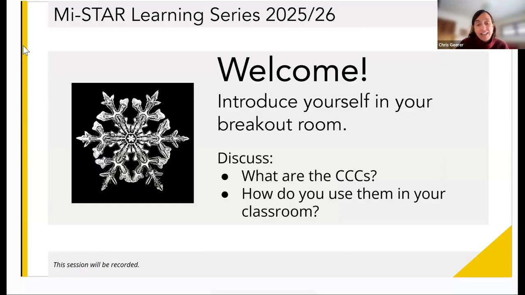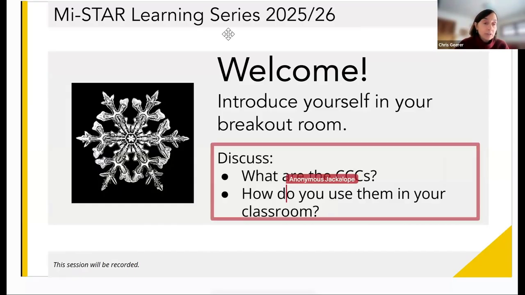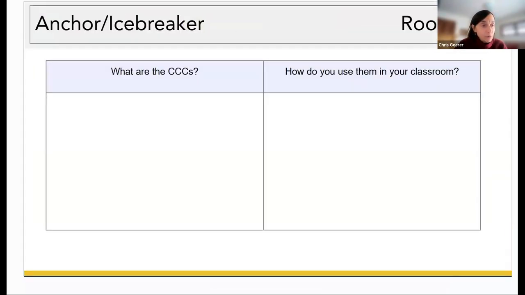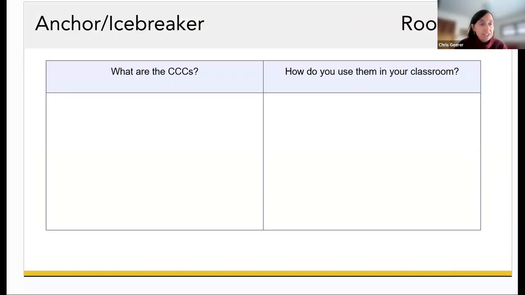So introduce yourself. And then have a little discussion, a little turn and talk, a little elbow partner kind of stuff about what are the CCCs and how do you use them in your classroom, or maybe you haven't been able to quite yet because you're not quite sure what to do with them. And then slides 4, 5, and 6 are set up for you to have somebody in your group just record some of the thoughts as people are talking. What do we think the CCCs are? And what are some ways that you are maybe using them in your classroom?